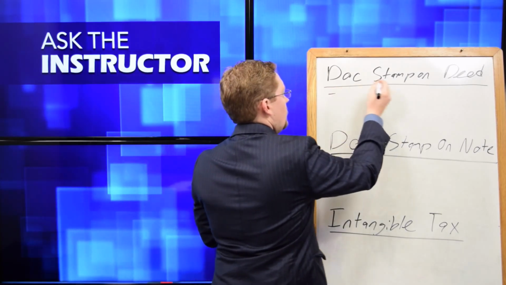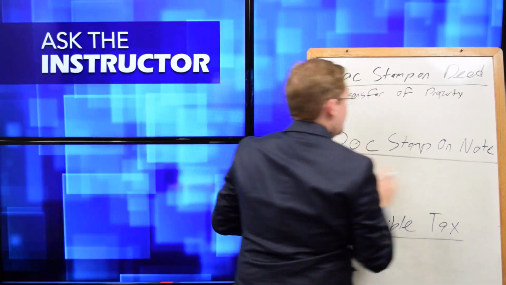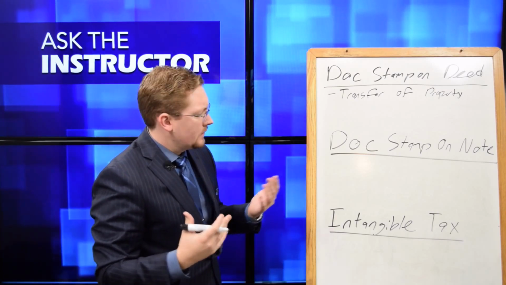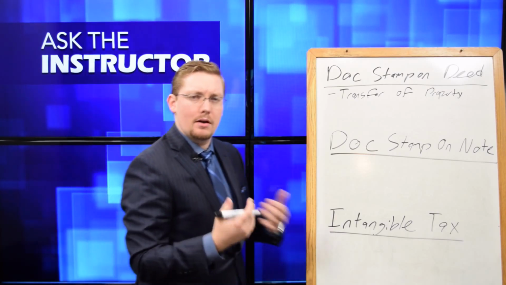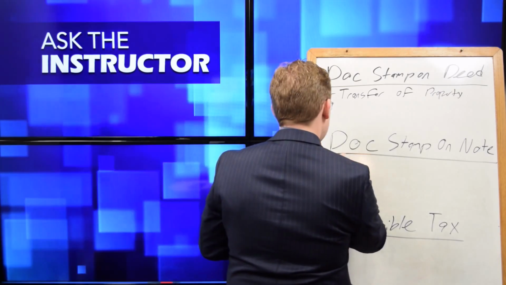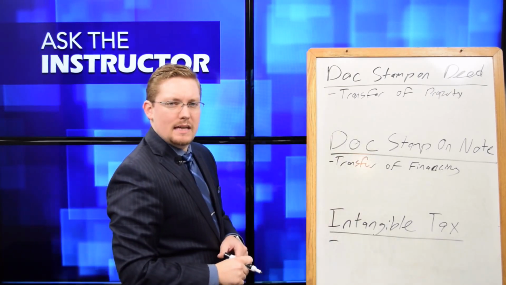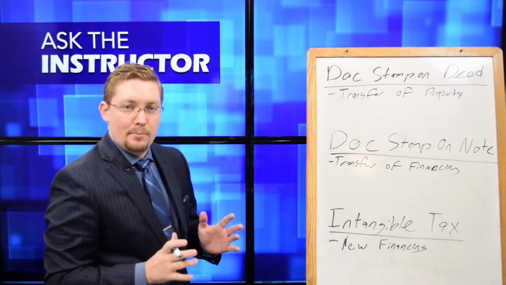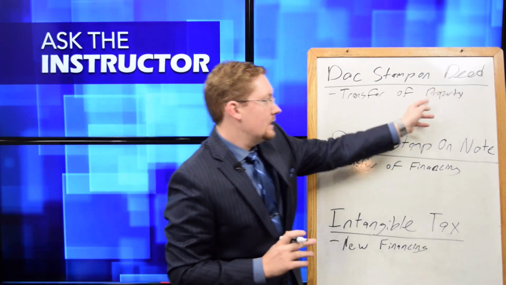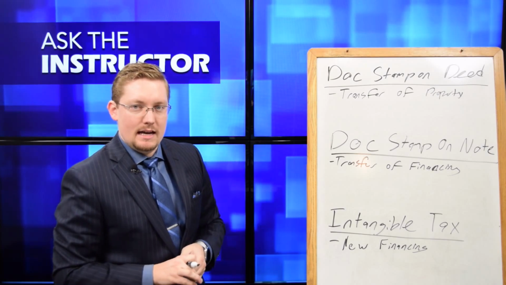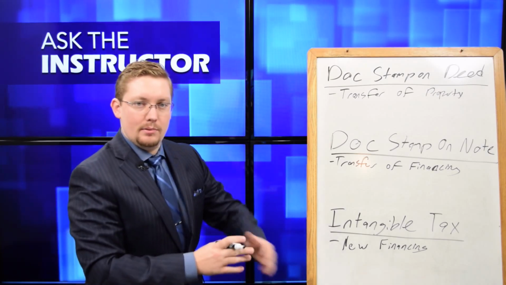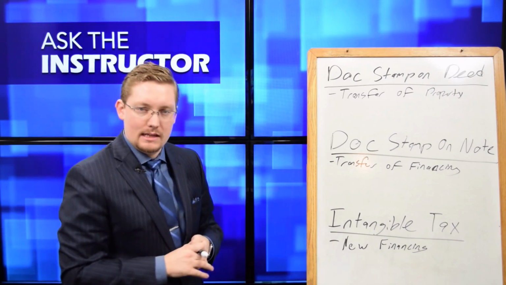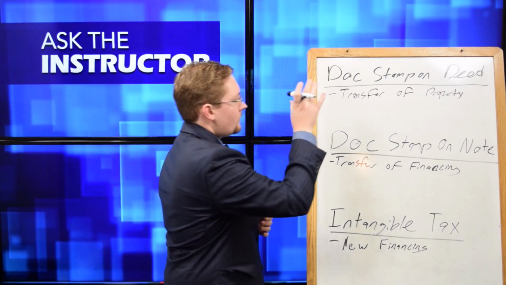So this is charged for the transfer of property. The documentary stamp tax on the note, we can think of this as the transfer of money, the transfer of financing. And the final one, the intangible tax, is basically for any new financing. So anytime a property is being transferred through a deed, we're going to charge our documentary stamp tax on the deed. This is anytime you're selling a property, you're using a deed to transfer the property, that deed has to pay the documentary stamp taxes to be recorded.